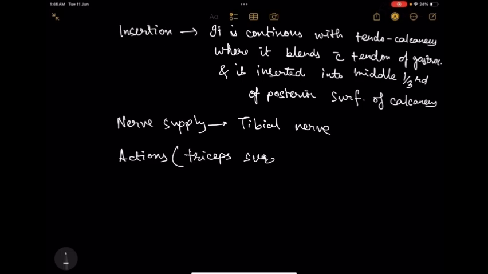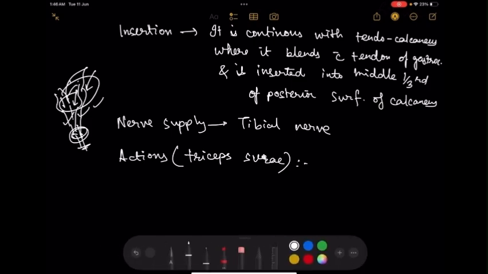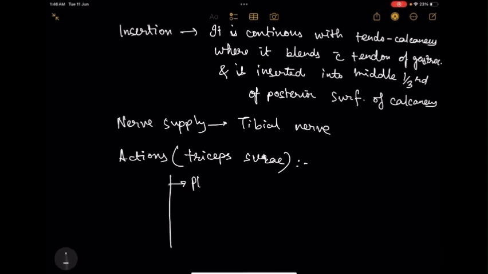What are the actions of the triceps surae? What is triceps surae? Basically the two heads of the gastrocnemius and the soleus beneath them. So the soleus, I am trying to draw. I'm a very bad artist, I know. So these three together, they form the triceps surae. And let me just erase it, otherwise it will look like a funny doodle in the class notes. Plantar flexion of ankle joint.